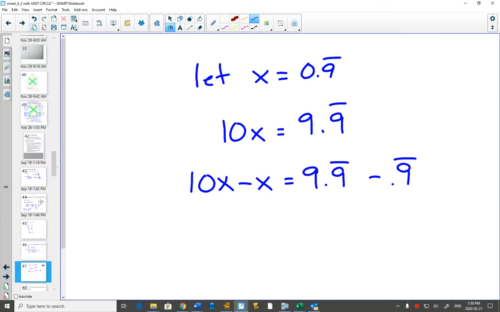What's 10x minus x? 9x. 9.9 repeated minus 0.9 repeated would just leave you with 9. Divide by 9 and you get x is equal to 1. But what did I start with? I started with x was 0.9 repeated and I got x is equal to 1.